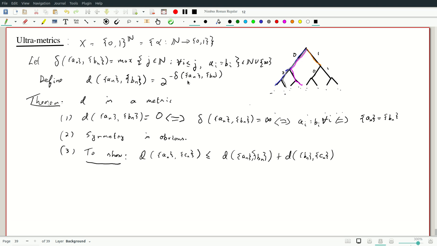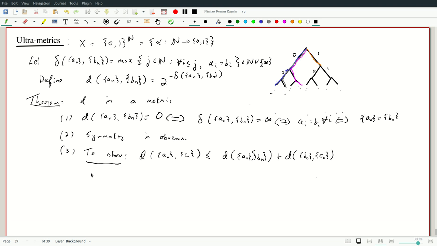Okay, so delta of A_n and C_n is the first place where A_n and C_n diverge. Suppose the delta of A_n and B_n is 6. That is, A_n and B_n are together for 6 steps. And what about B_n and C_n? Maybe they're together for 4 steps and then they diverge. Then it's clear that for the first 4 steps, A_n, B_n and C_n are all together. And that would mean that A_n and C_n are also together for 4 steps.